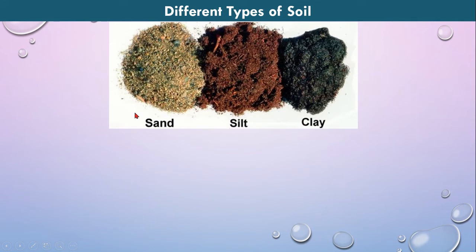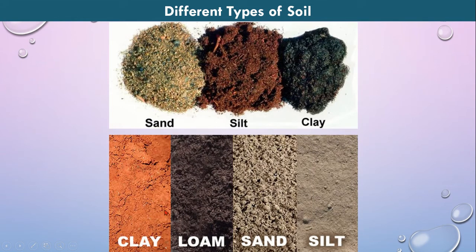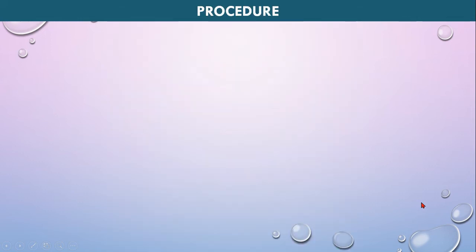Different soils are found in different regions, like sand, a little bit of organic matter, silt and clay. This type of soil you can find in the alkaline region as well. Here are the clay soil color, loamy soil color, sandy soil color and seed soil color. So these are the different types of soil.